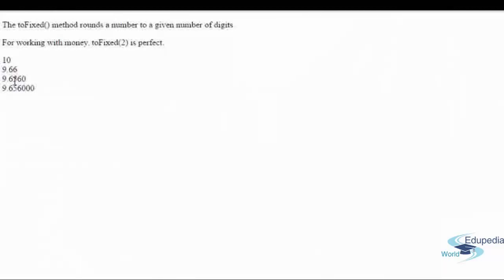But the toFixed method will give you the decimal places, 9.66 2 decimal places, 9.6560 4 decimal places, and then 6 decimal places, but it will look like a number format. That's the only difference. Okay, one is the number format and one is the currency or the money format. That is the basic difference.